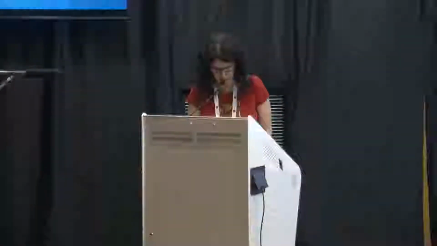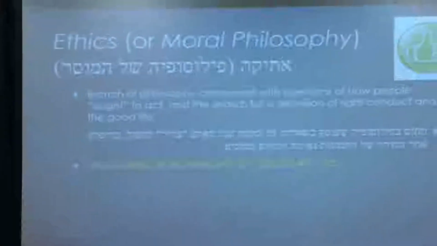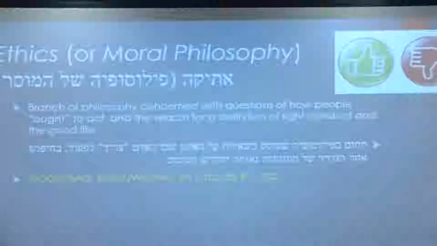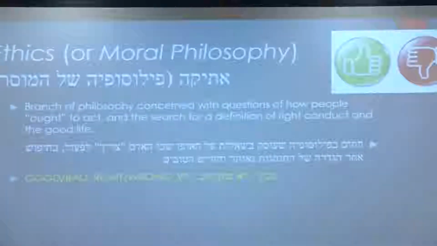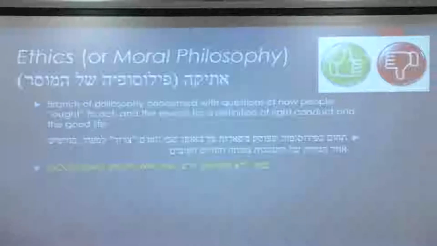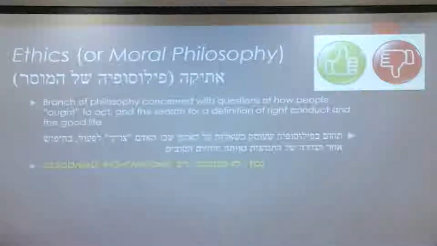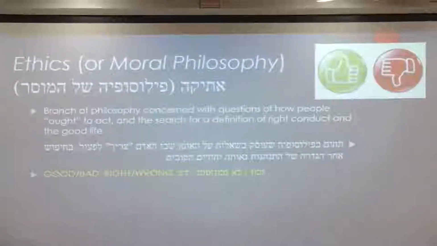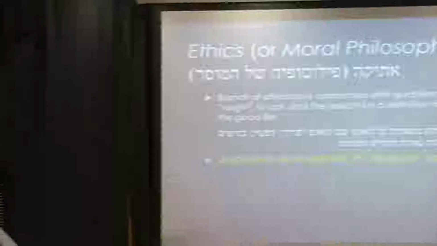So first, understanding the tensions between ethics, art, and activism. Beginning with ethics, it's a branch of philosophy concerned with questions of how people ought to act, not how they act now, but how should they act. It's in the subjunctive. It's how should we live. And it's geared towards finding ways of understanding how to define good and bad, right and wrong.